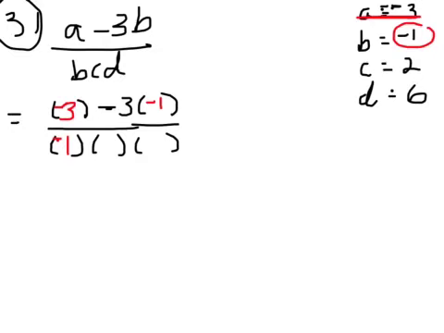A lot of people, just when there's subtraction signs, think they've already plugged a negative number in somewhere, and they just put like 1 or something in that blank. You've got to be careful. C is 2 and it's on the bottom here, and then D is 6 and it's on the bottom.